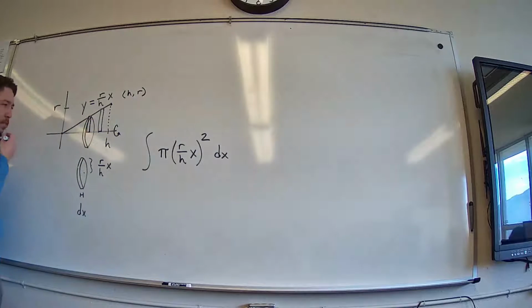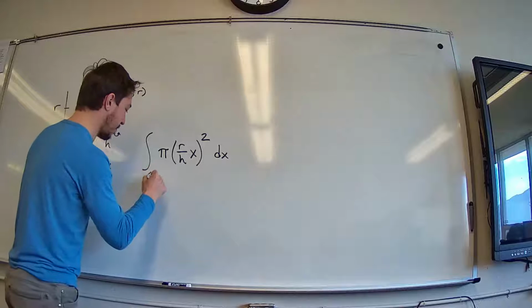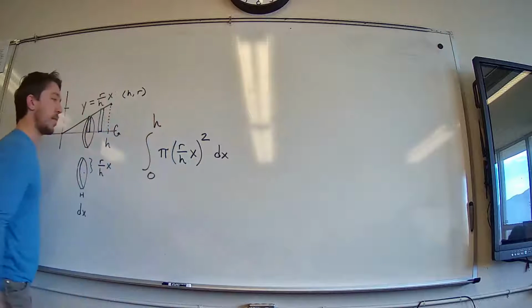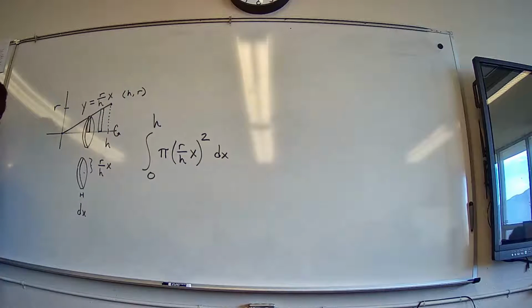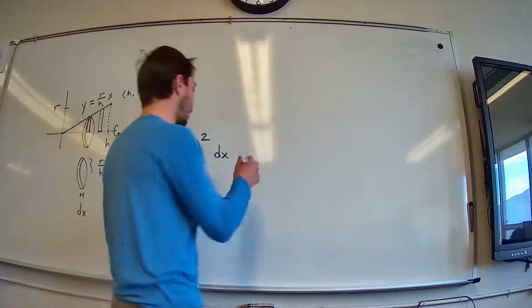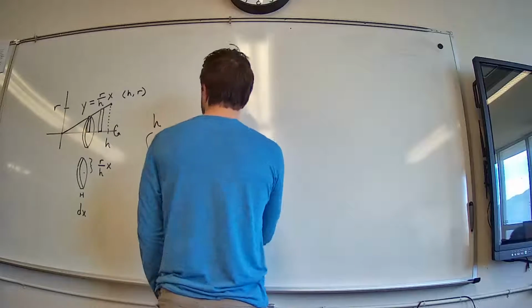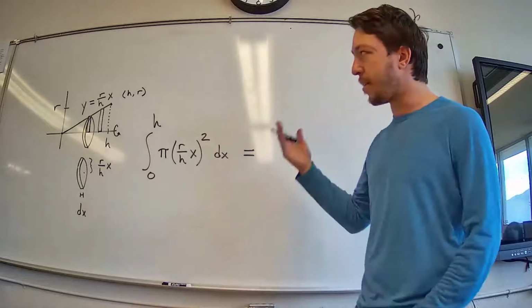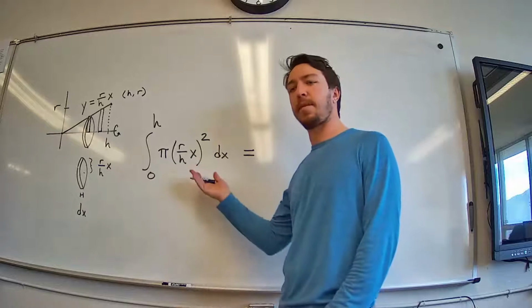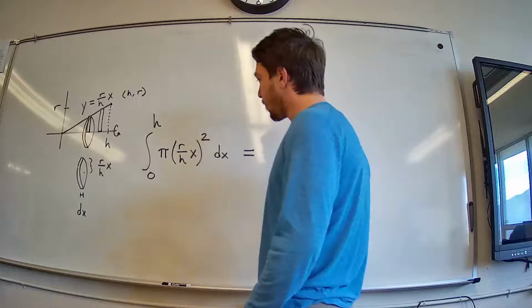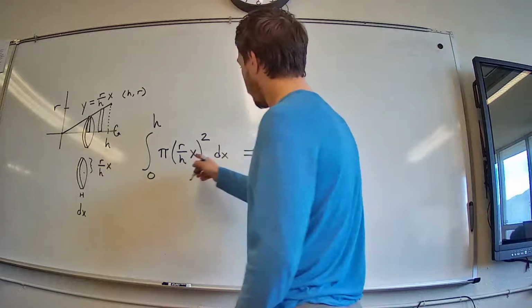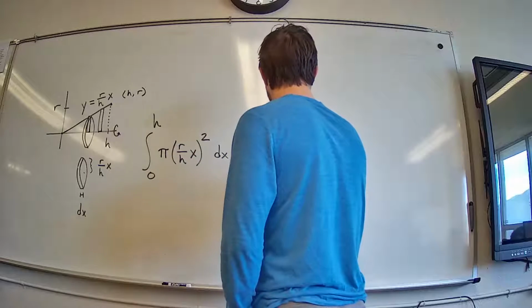What are the bounds of integration? From 0 to h. Okay, this part's a little tricky. You've got to remember that r and h are just numbers; they're just constants. So they don't behave like x's. For example, r could be 3 and h could be 7. That's how they behave. So, what should I do with this?